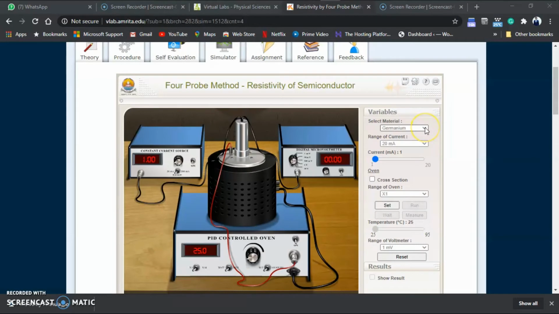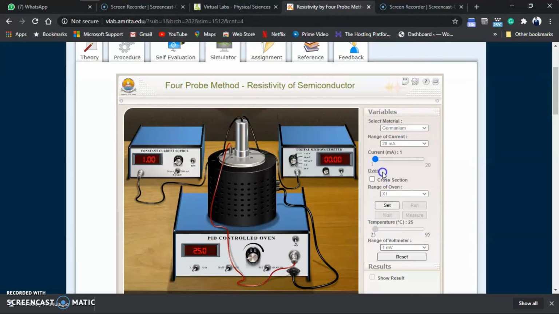So here are a few things. This is by default germanium. We can change it, but in this experiment let us take our sample as germanium. Range of current as 20 milliampere. You can also change the range of current. This shows the voltage, it shows the current, and this shows the temperature in degrees Celsius. But while calculating, we need to convert into Kelvin. This is an oven, and here are the set, wait, run, measure buttons.